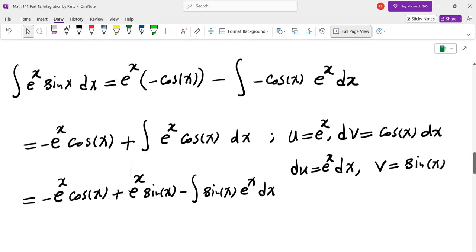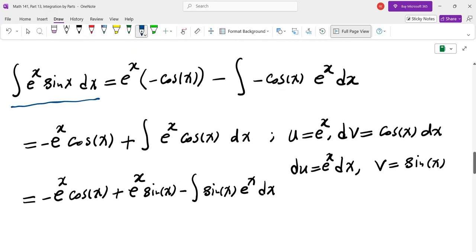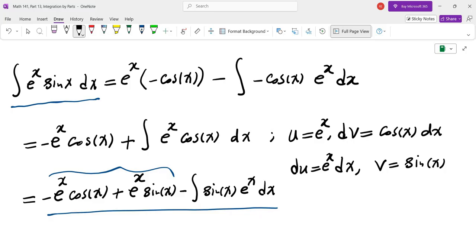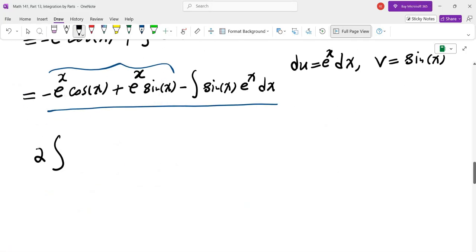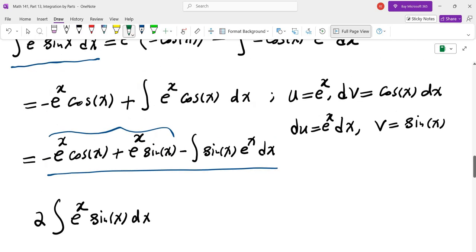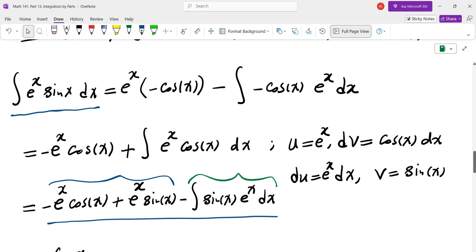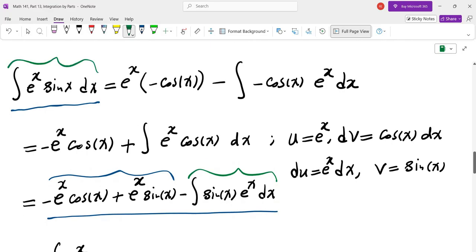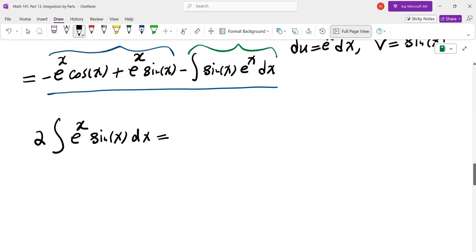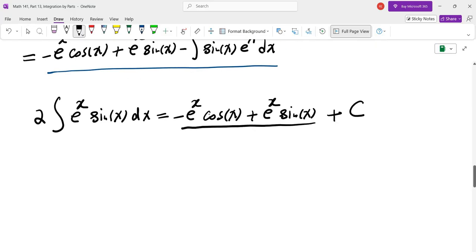Now let's see what we got. We started with the integral of e to the power of x sine x, and we ended up with negative the same thing plus something else. So that tells us that if I take twice the integral of e to the power of x sine x dx, so what I did was I took this and moved it to the other side of the equality, I get twice that integral is equal to negative e to the power of x cosine of x plus e to the power of x sine of x. And of course, we always need a plus c. So we're going to divide by 2, and that would be our final answer.